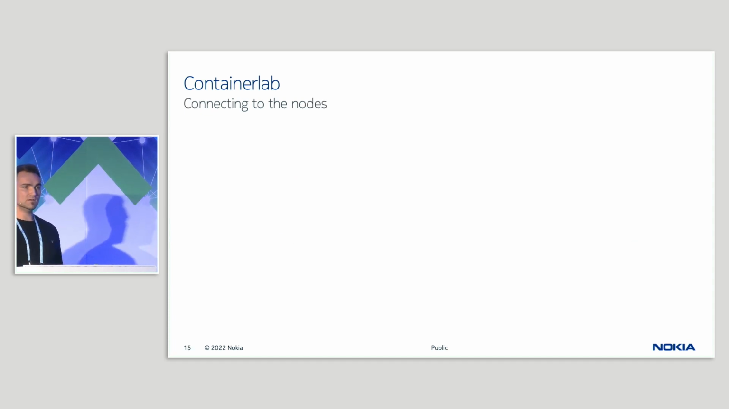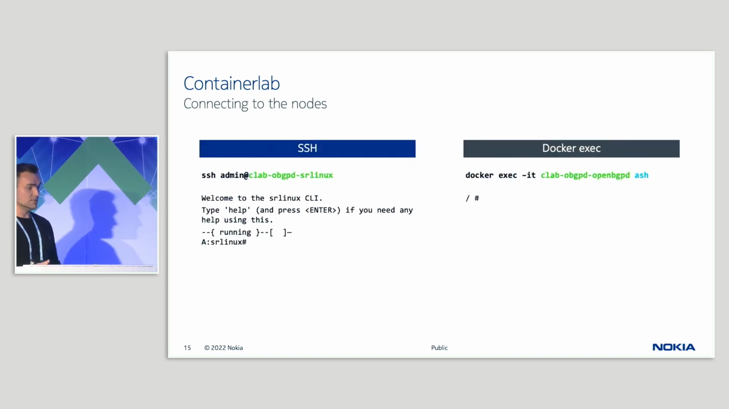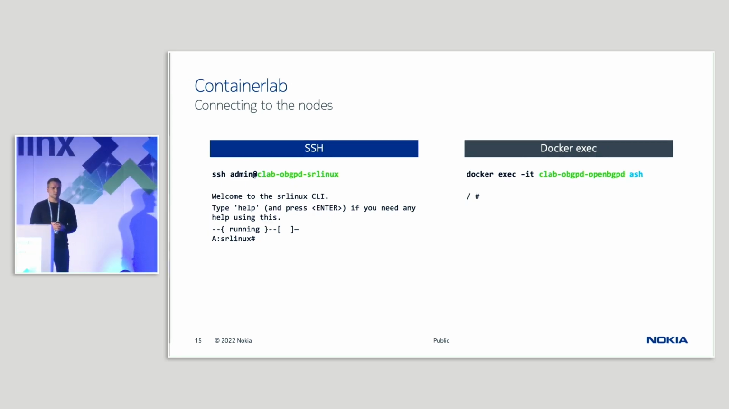So how do you connect to the nodes? That's actually quite easy. If your node runs an SSH server, which most network operating systems do, you say SSH, username and the container name, so that you can connect to the node just like you would have network access to a real switch. If your node doesn't have SSH, for example, OpenBGPD doesn't, you connect to it by opening up a shell through the Docker exec command, like you would do with any container that you might run with the Docker run command, for example.